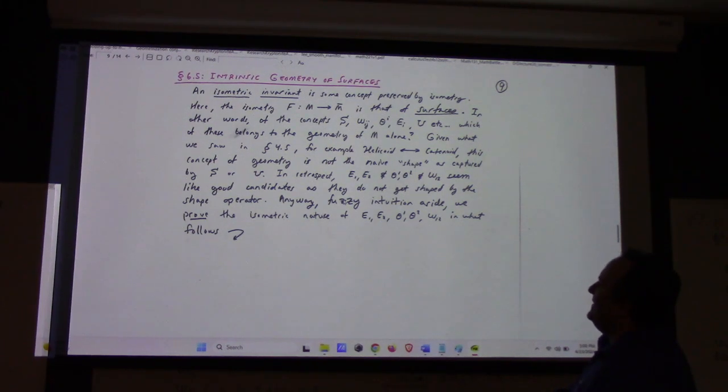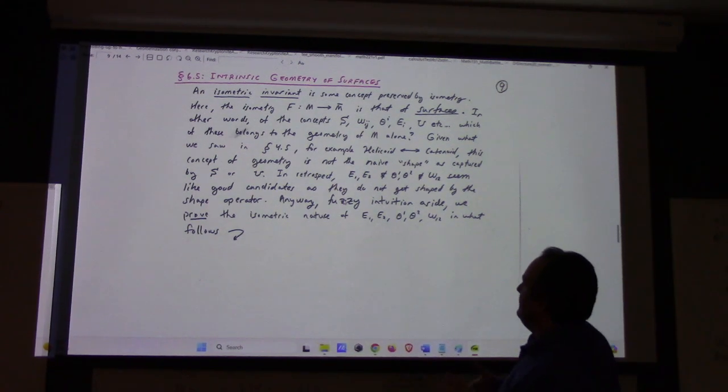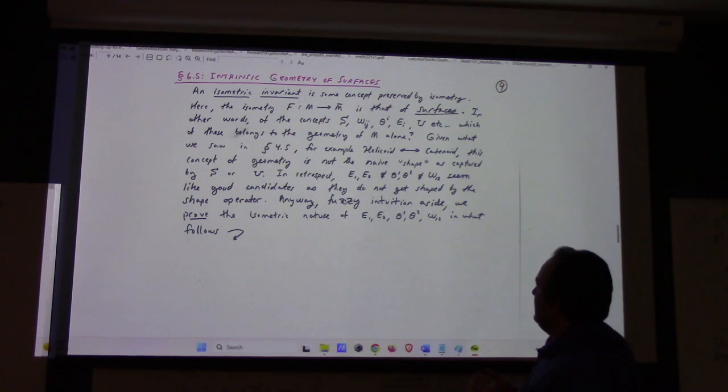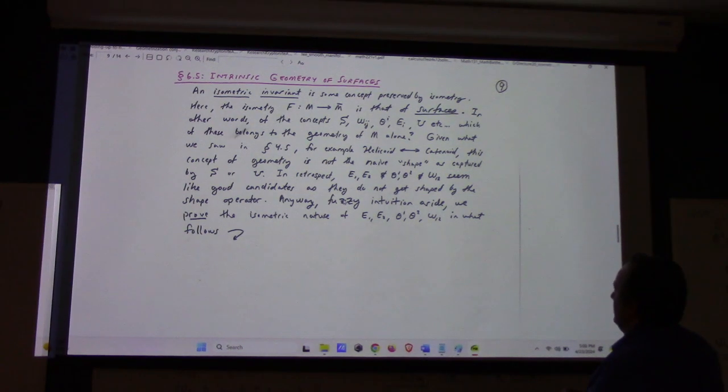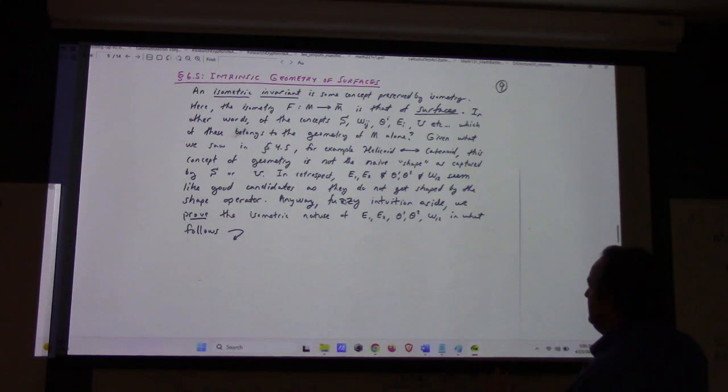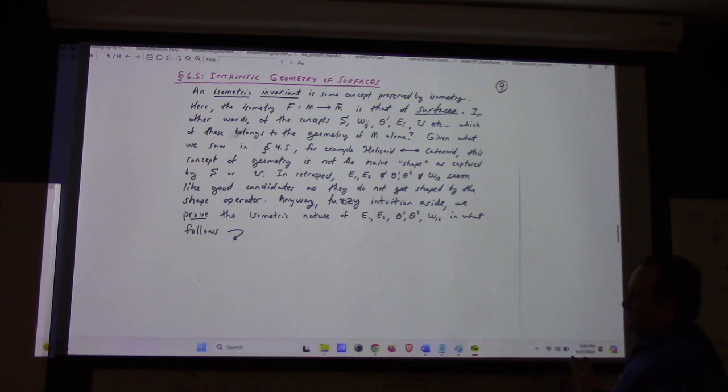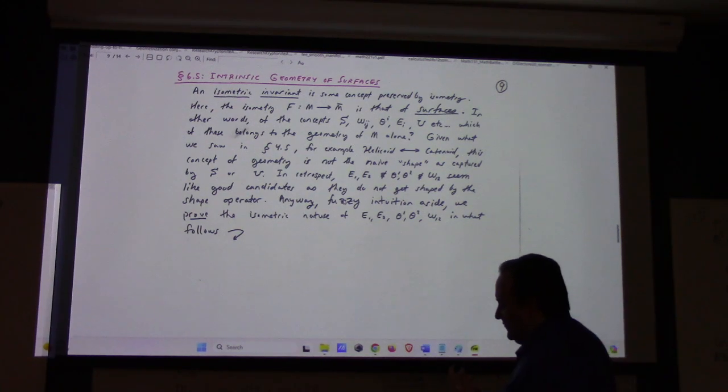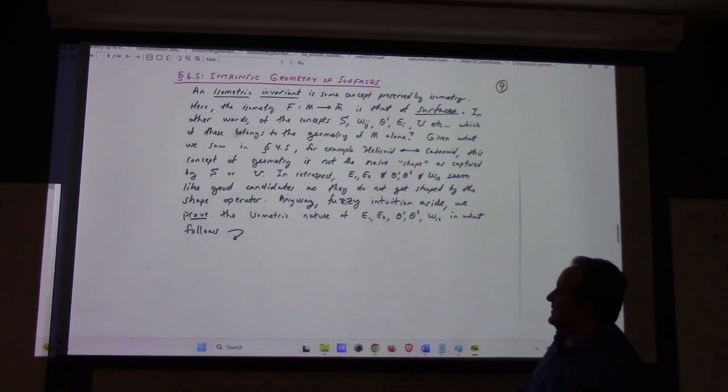So, if we have a mapping from one surface to another, an isometric invariant is something that is preserved under an isometry. The question is, which of the concepts, like the shape operator, the connection coefficients, the dual frame, the E_i, the unit normal, which of these belongs to the geometry of M alone? If it does belong to the geometry of M alone, there should be some sense of preserving it under a local isometry, and if not, well, it's not.